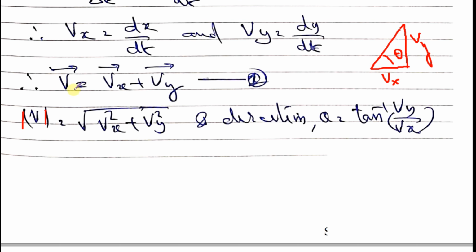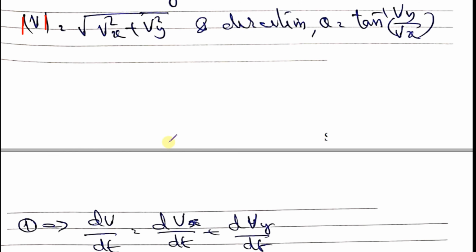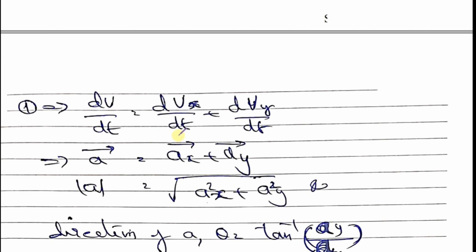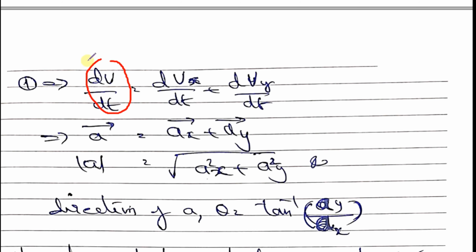Then, from equation 1, if we differentiate it with respect to time once again, what will we get? dv by dt is equal to dvx by dt plus dvy by dt. We know what dv by dt is, isn't it? dv by dt is acceleration, and dvx by dt will be acceleration in the direction of the x-axis, or along the x-axis. Or we can say this is the x component, one component of the acceleration, and this is the second component, or the y component, that is dvy by dt, that is equal to ay.